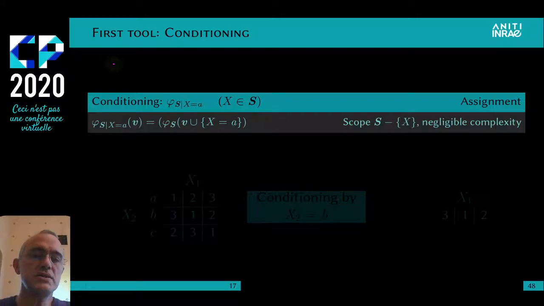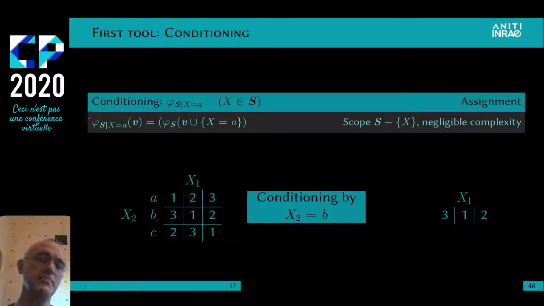To define tree search very simply, we use a first operator on functions. When you do tree search, you assign a variable with a value. So for example, you assign x with a, and it has an effect on functions. It reduces their scope, and we denote as conditioning the change in scope of the function as we assign a variable. So an example is here.